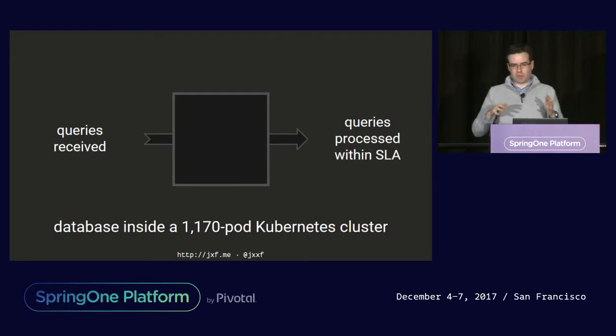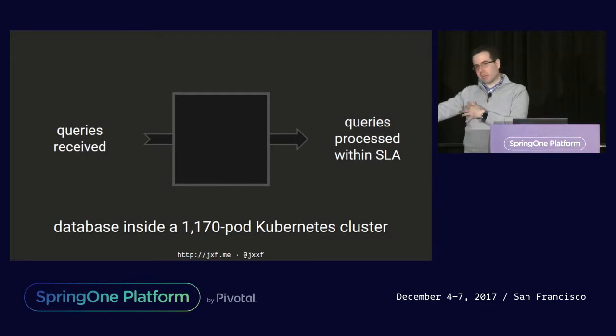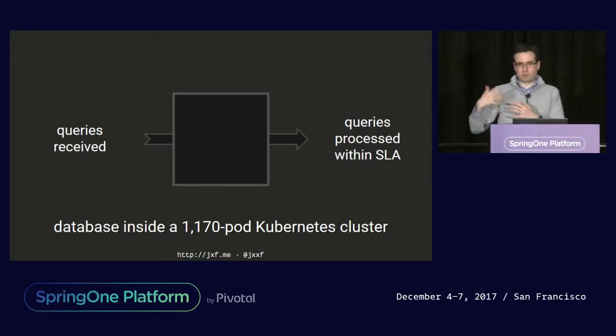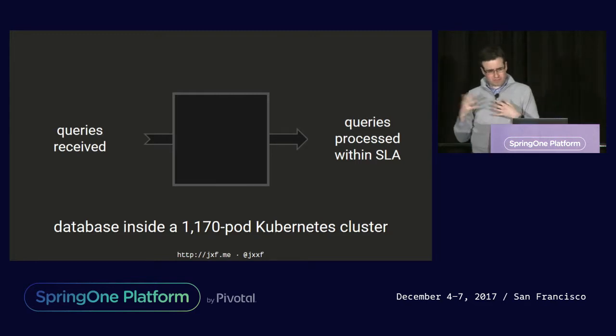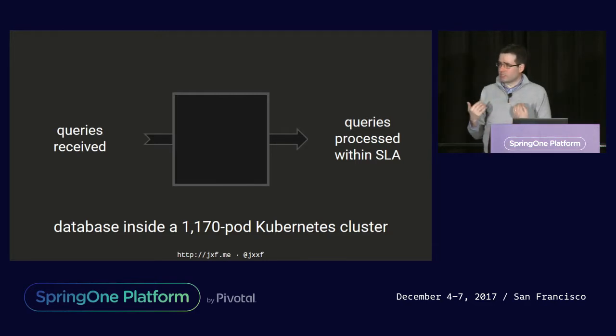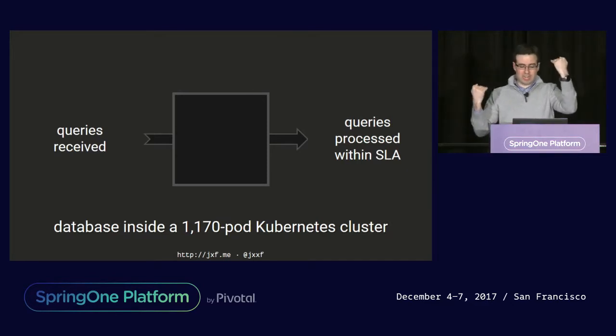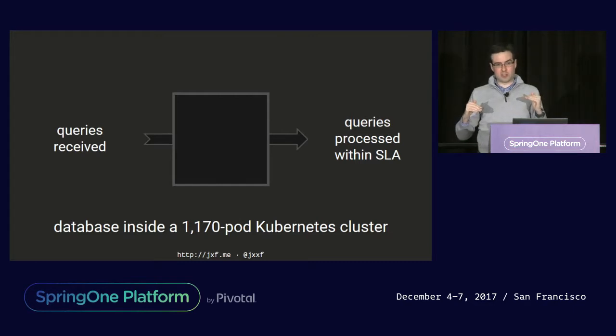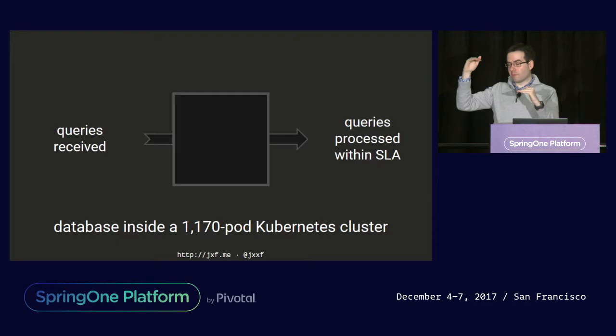So every second we're going to measure queries coming in, and we're going to measure how many of those queries did we process within our SLA. So if we see an increase in the number of queries received, we would certainly expect to see an increase in the number of queries we process within our SLA. If we don't, if we see demand go up, but output doesn't go up, that's a problem. That means we're dropping a bunch of queries on the floor. There's a difference between the demand that we have and the output that we have.